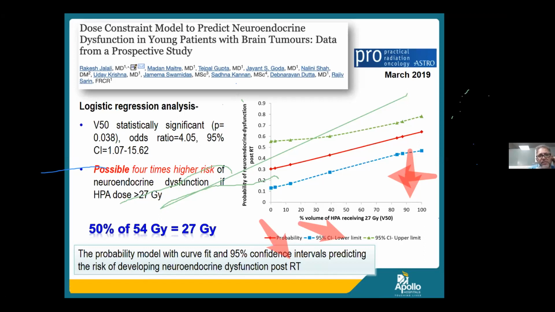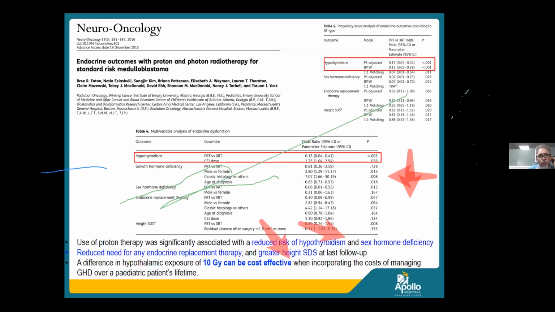And many centers in the world have compared proton and photon radiotherapy in various sites and have demonstrated again the reduced need for endocrine therapy, which is very, very important, and greater heights have been demonstrated, both in hypothyroidism, sex hormone deficiency, and many hormonal excesses. We had less dependence and less replacement therapy when you employed proton as compared to photon.